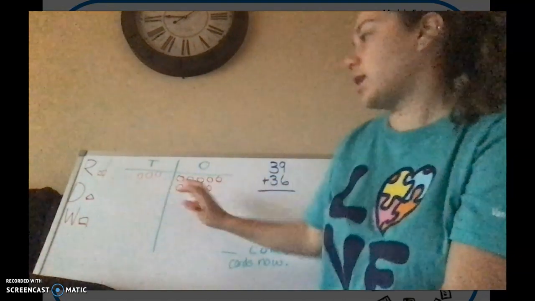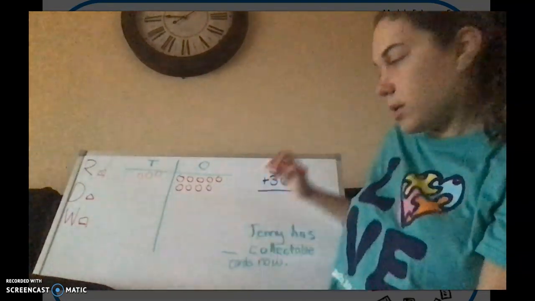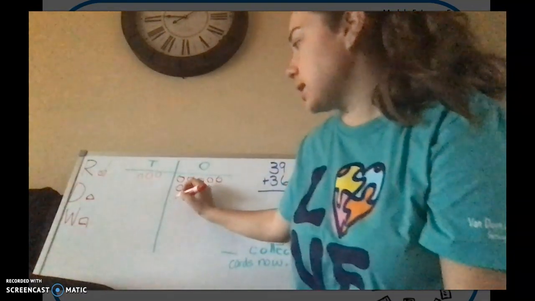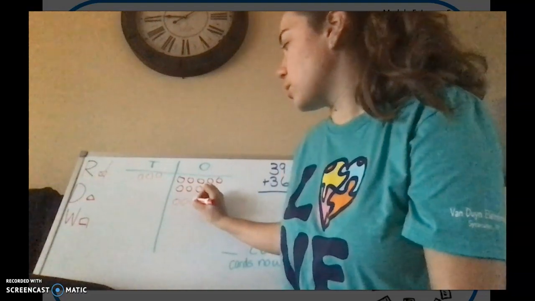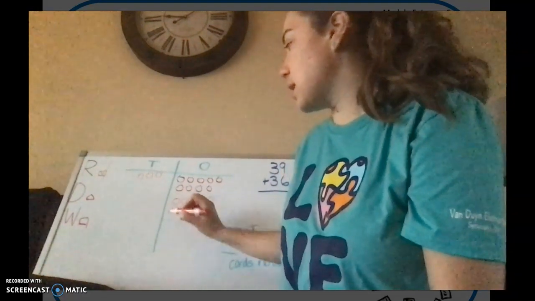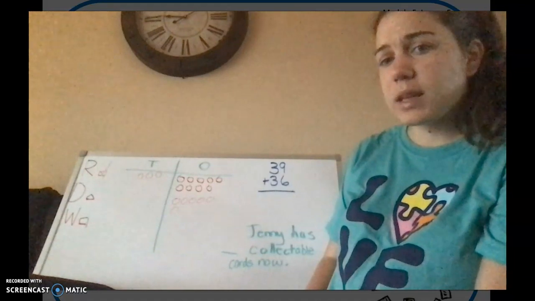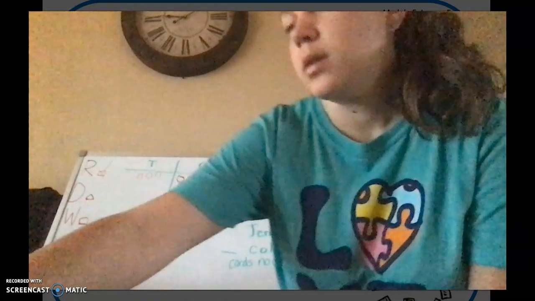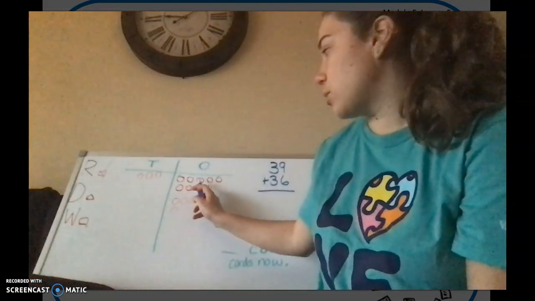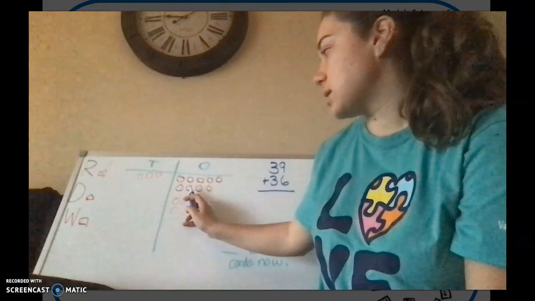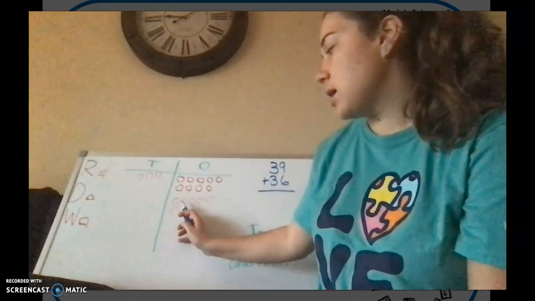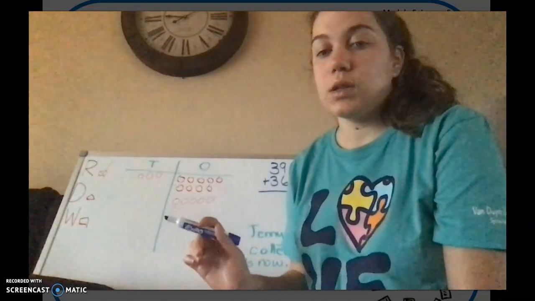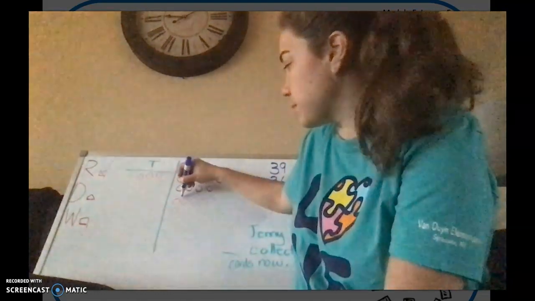Alright. So we have our 39. Now we have to add 36. We always start in our ones column to do 9 plus 6. So we have to add 6 more. 1, 2, 3, 4, 5, 6. Now we definitely have too many ones in our ones column. So let's count how many we have. 1, 2, 3, 4, 5, 6, 7, 8, 9, 10, 11, 12, 13, 14, 15. We have 15 ones. So let's circle 10.